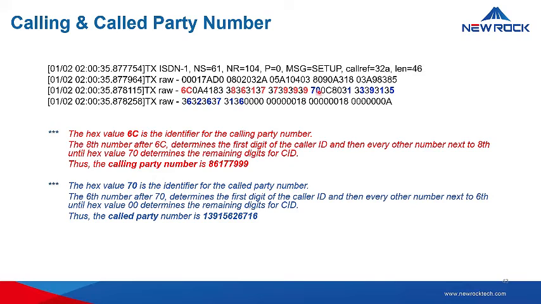Then this is the hex value 70. The 6 number after that goes to the first called party number. So here, 6C, the calling party number is 861779999. And on the called party, it is 13915626716.